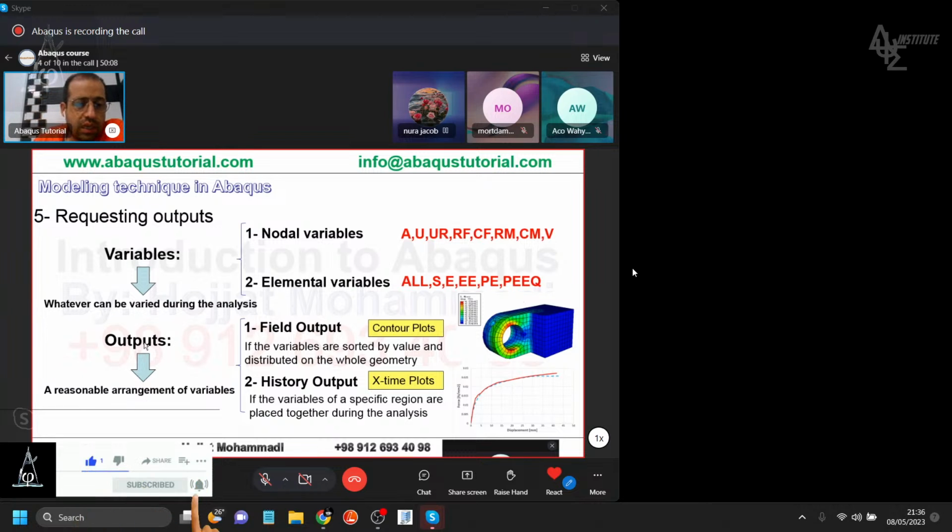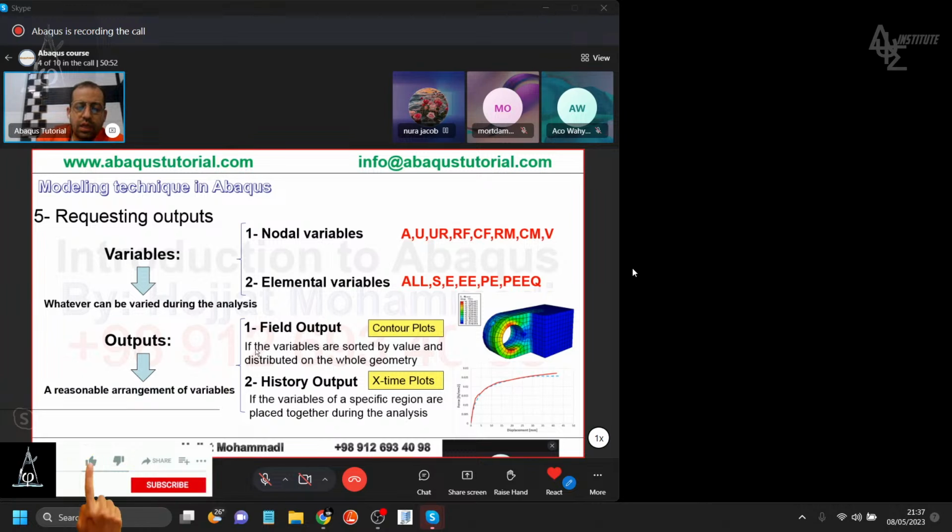Okay, but we have to define outputs. A reasonable arrangement of variables. I mean, a reasonable arrangement of dependent variables. When we arrange the dependent variables, we can reach the goal of the problem. Okay, the goal of the problem is extracting the outputs. There are two main outputs in FE commercial packages such as ABAQUS: the field output and the history output.